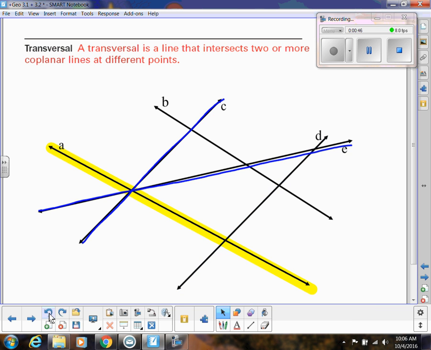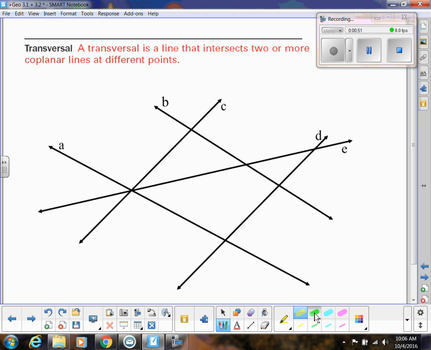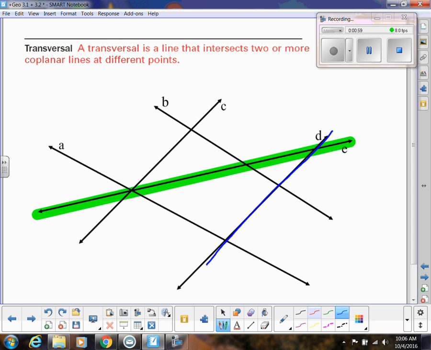All right, so I could also talk about line E. So if I do line E, that is considered a transversal because it intersects D, it intersects B, it intersects A, and it also intersects C. So it intersects all of the other ones, doesn't it? So all of these could be considered transversals. We could do the same thing for the other ones as well. But transversal just means it intersects two or more different lines.